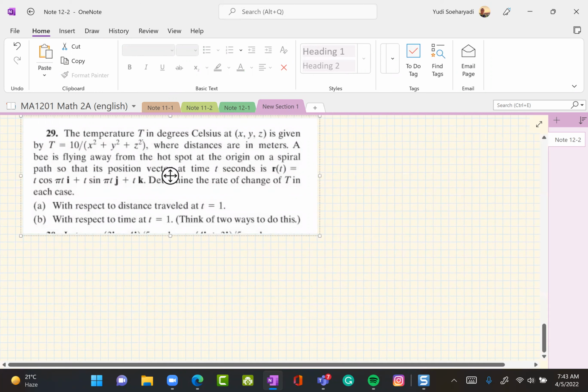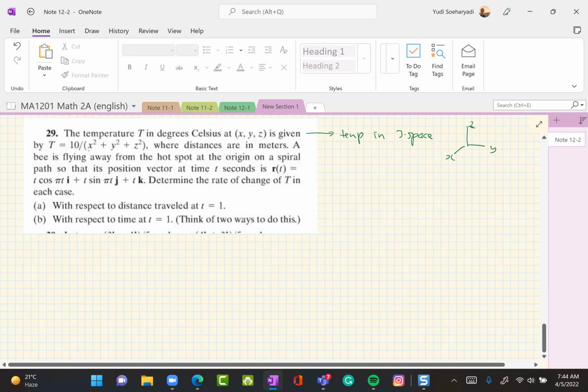Okay, here. The function T describes a temperature at the point (x, y, z), so in three space. Three space means 3D, so x, y, z. For example, if there is a fire or something, there must be a source of heat, and then this is the description of the temperature.